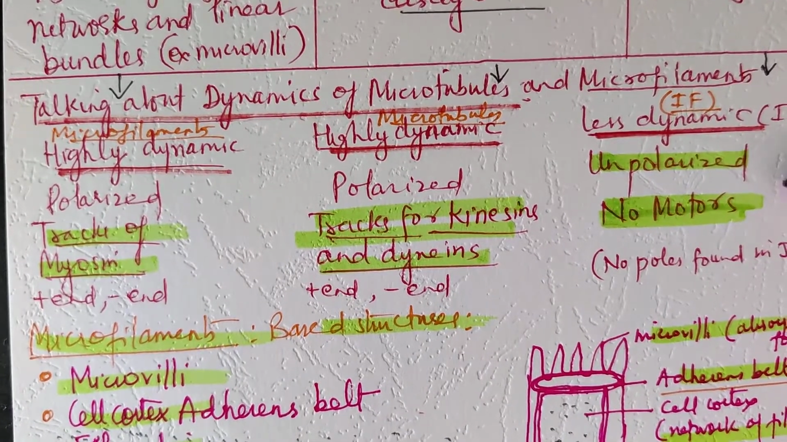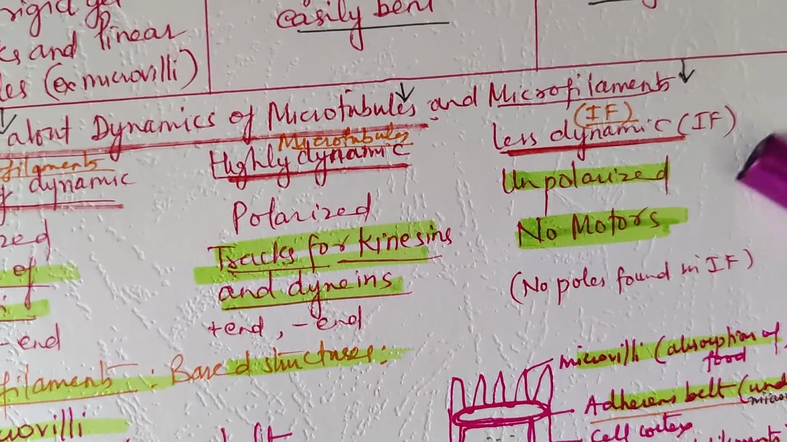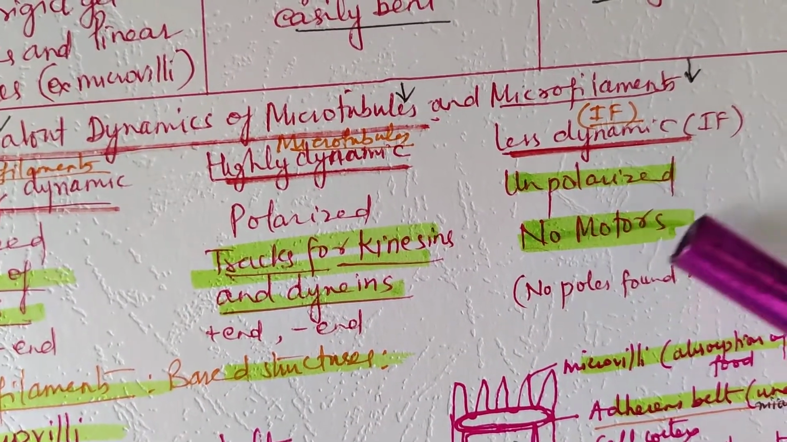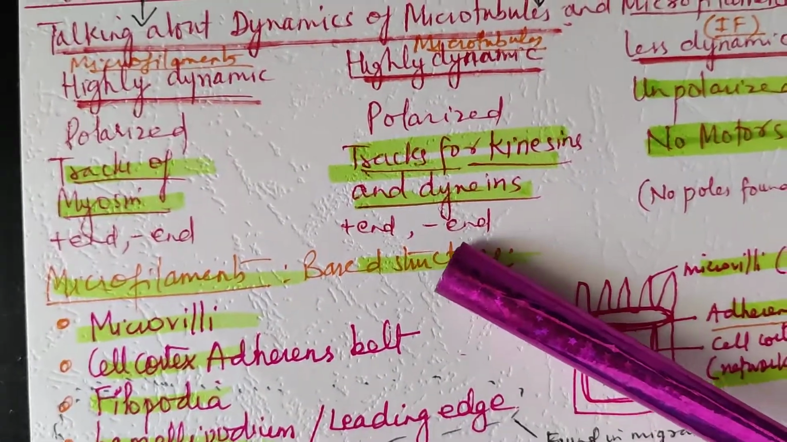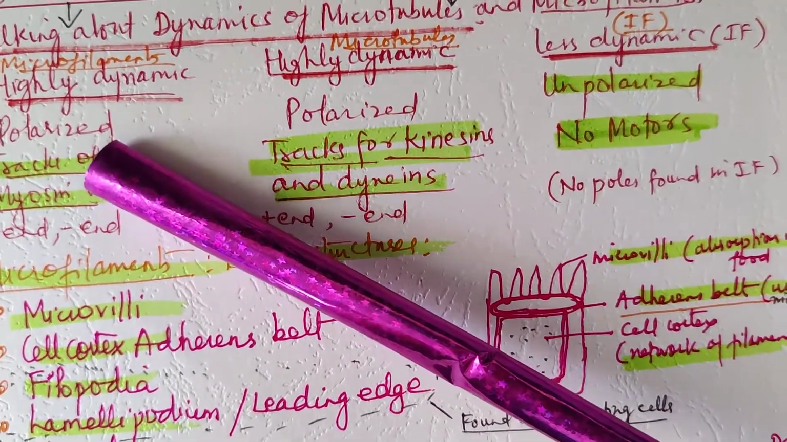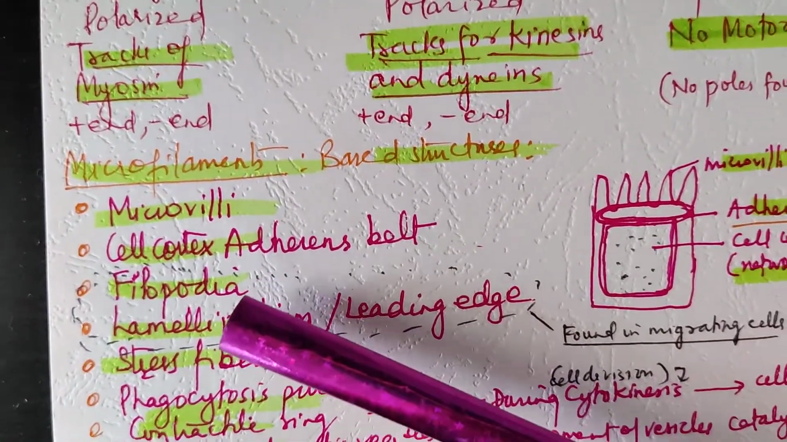Whereas intermediate filaments are less dynamic. Dynamic, you understand, means mobility, and it is denoted by IF. They are unpolarized. No motors are there in this. No poles are found in IF, whereas positive and negative poles are found in microtubules and microfilaments. There are no poles in the intermediate filaments.